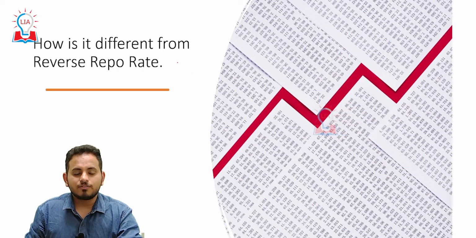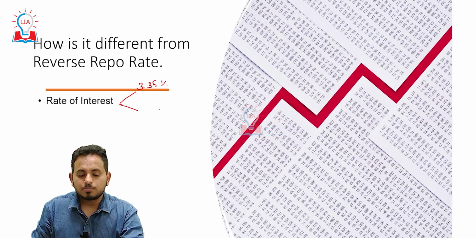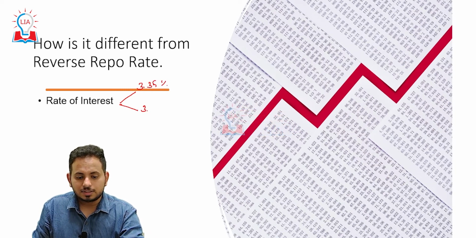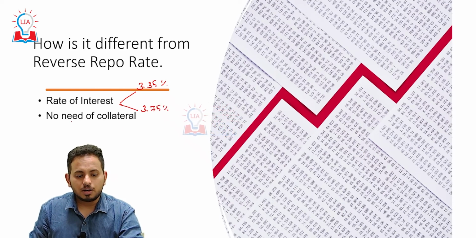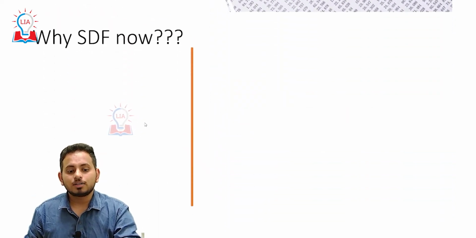How is it different from reverse repo? Let's understand. The first one is the interest rate. When it comes to reverse repo, the interest rate is 3.35%, but when it comes to the standing deposit facility, the interest rate is 3.75%. Second, no need of collateral. The SDF will not require any kind of collateral to be placed, but the reverse repo requires collateral.